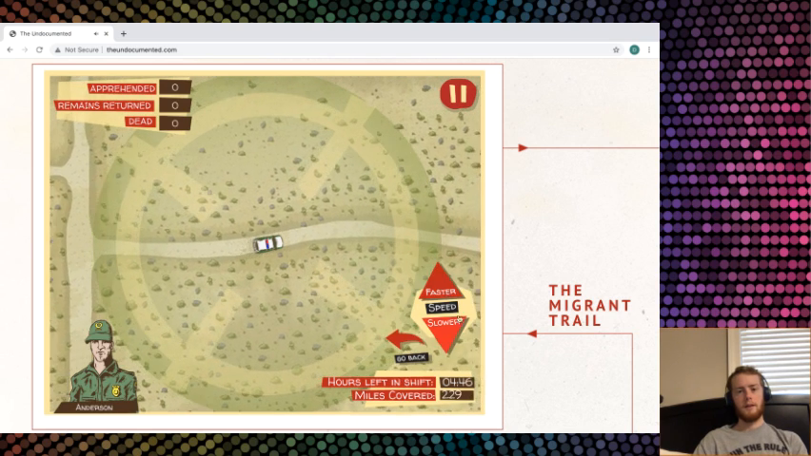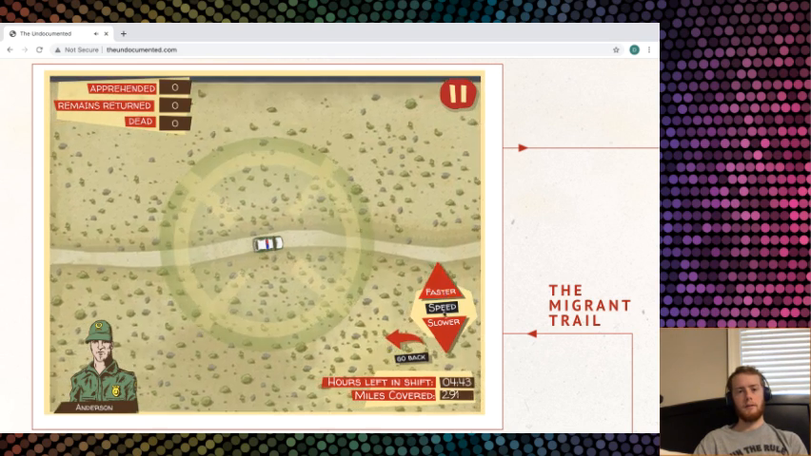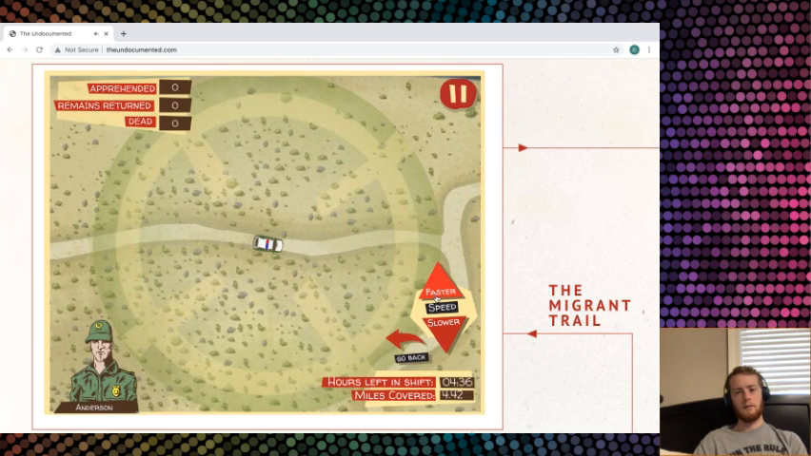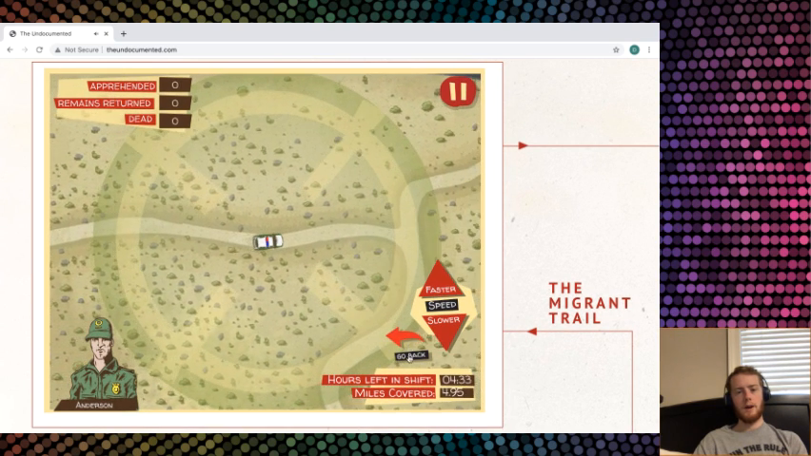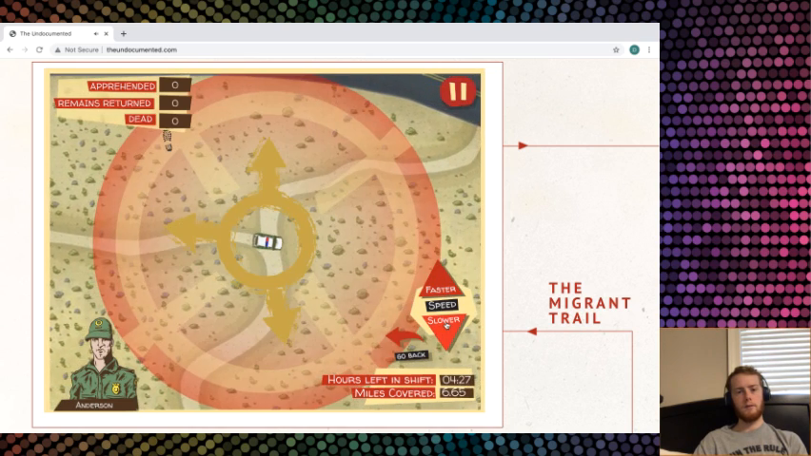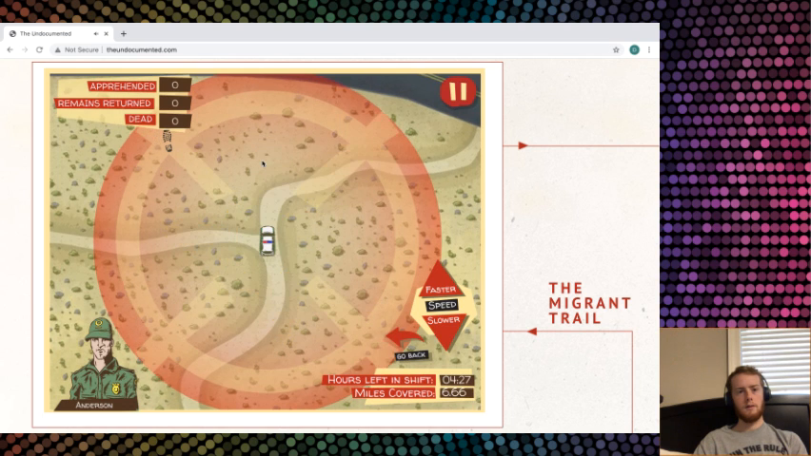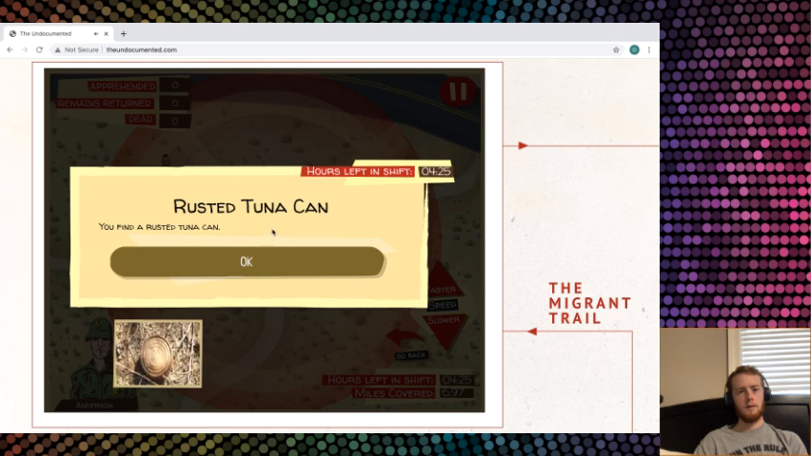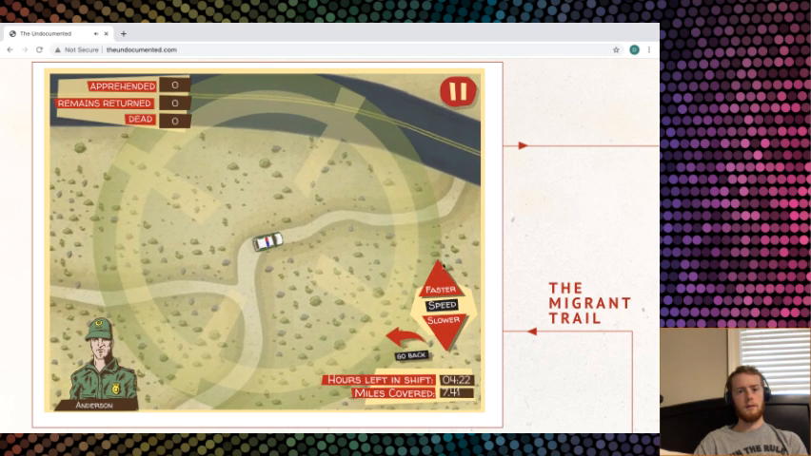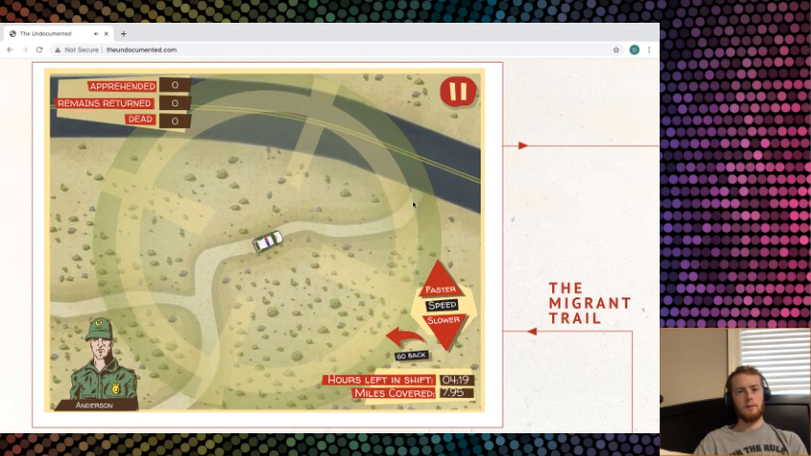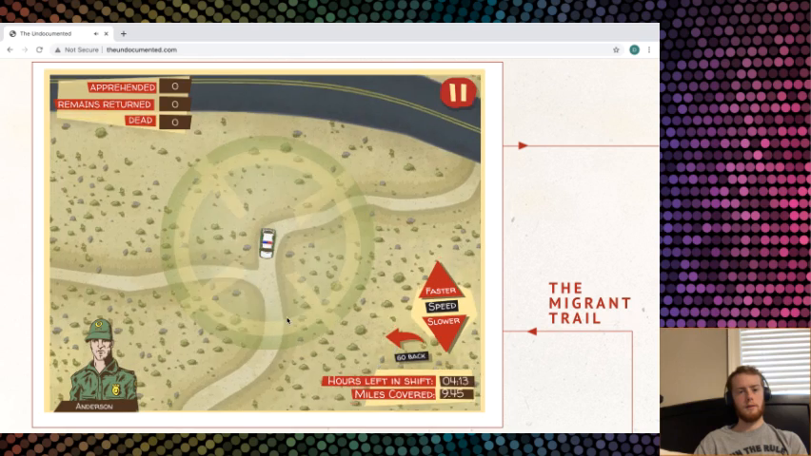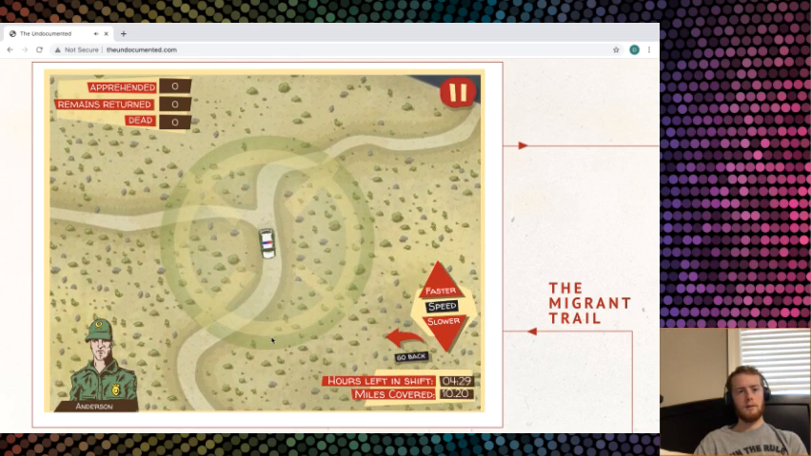Okay. It looks like you get the option of applying first aid or just apprehending them, I guess. Just looks like we have a faster and slower speed. And we can go back. Let's see if we can grab it going fast. Okay, you find a rusted tuna can. I'm guessing this is the road that the migrants are trying to get to. Let's go down this way.